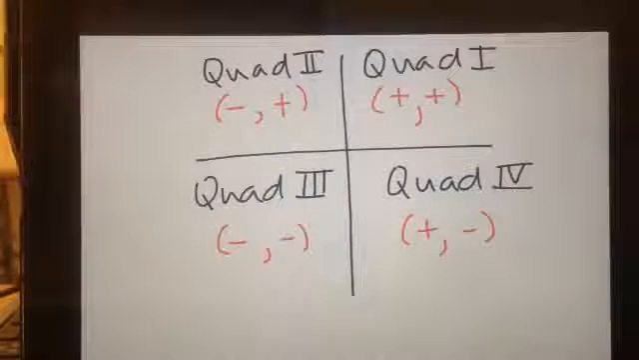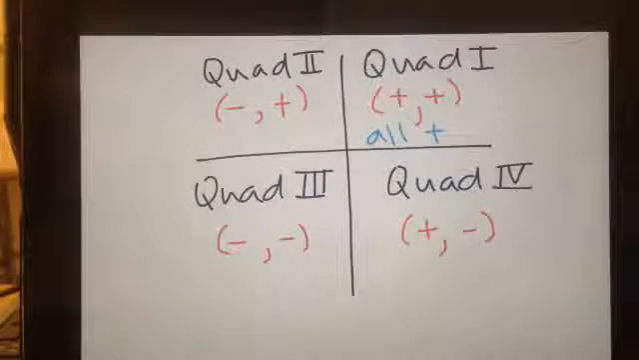So if the x and the y are both positive, that means that sine is positive because that's y, cosine is positive because that's x, tangent is positive because it's y divided by x, and then all of the other three ratios, cosecant, secant, and cotangent would also be positive. So in quadrant 1, all 6 trig ratios are positive.